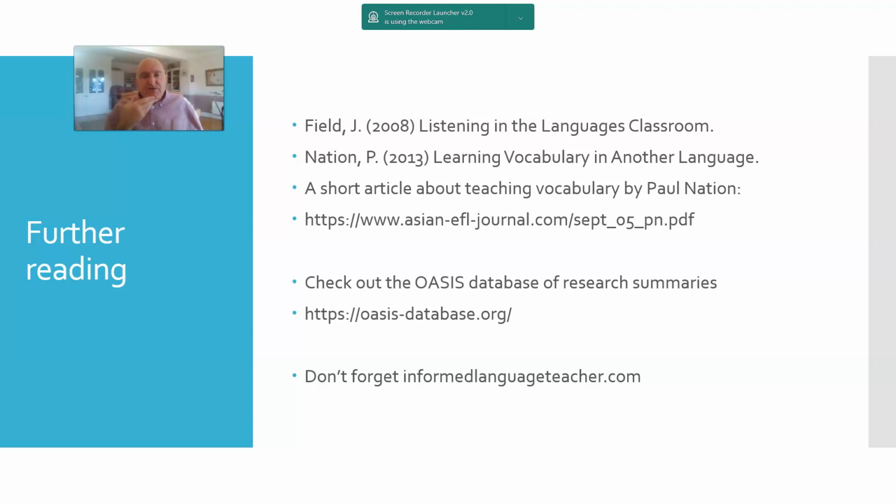So a bit more reading on lexical retrieval and this sort of stuff. We've got John Field's book I've mentioned to you before, his classic book, Listening in the Languages Classroom. I mentioned Paul Nation, another classic book from second language acquisition literature, that's Learning Vocabulary in Another Language. And also given you a reference there to a nice open access article about vocab from Paul Nation. And I haven't mentioned this one to you yet, but check out the OASIS database. That's based at the University of York in England. And that's a database of short, one-page summaries of research papers. So if you want to develop your interest in research, then I would recommend OASIS. And of course my own site, Informed Language Teacher, which has the same sort of aim, which is to help you get informed about research, if that's your cup of tea.